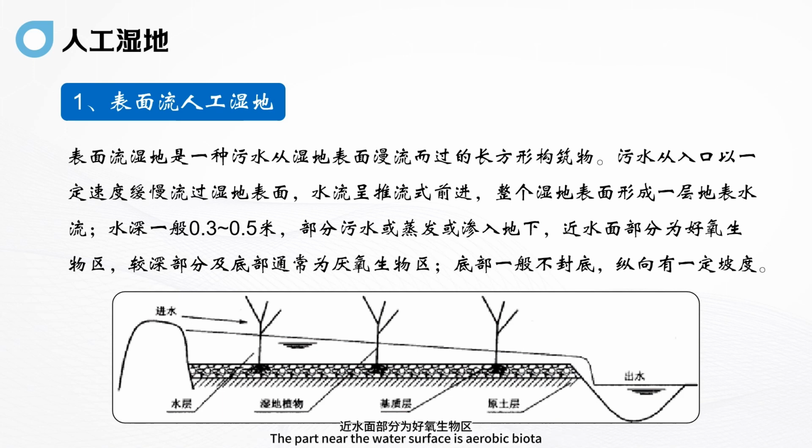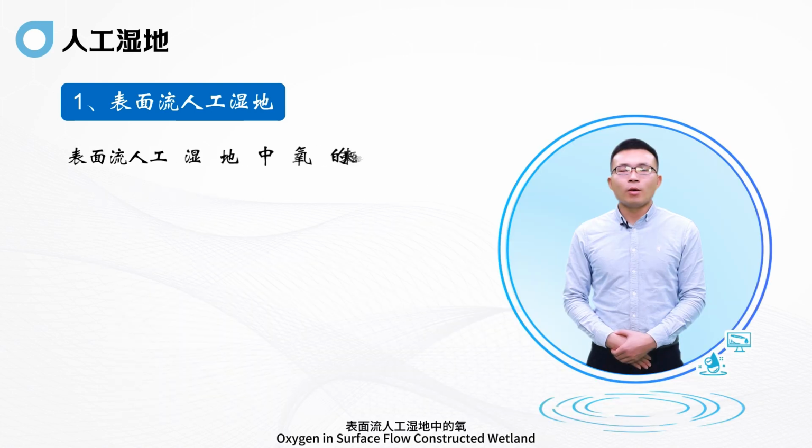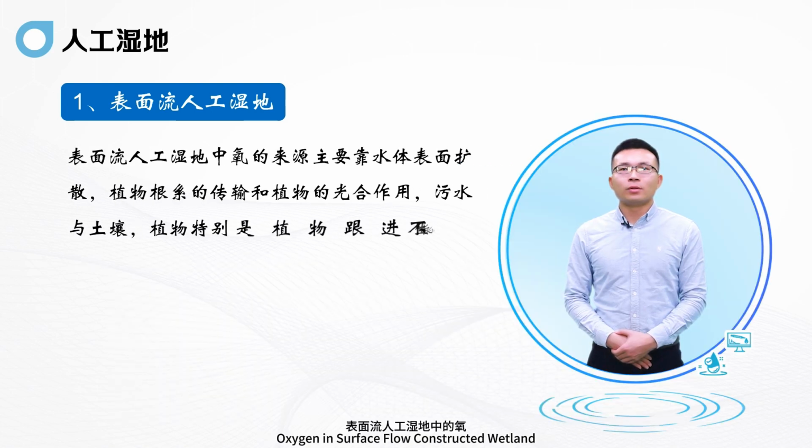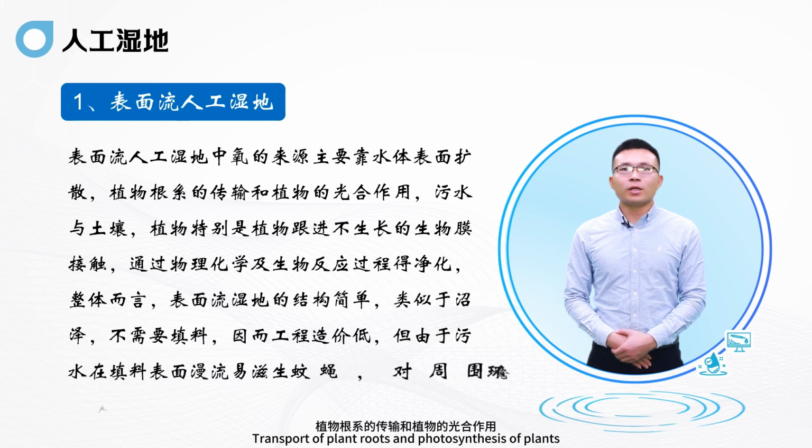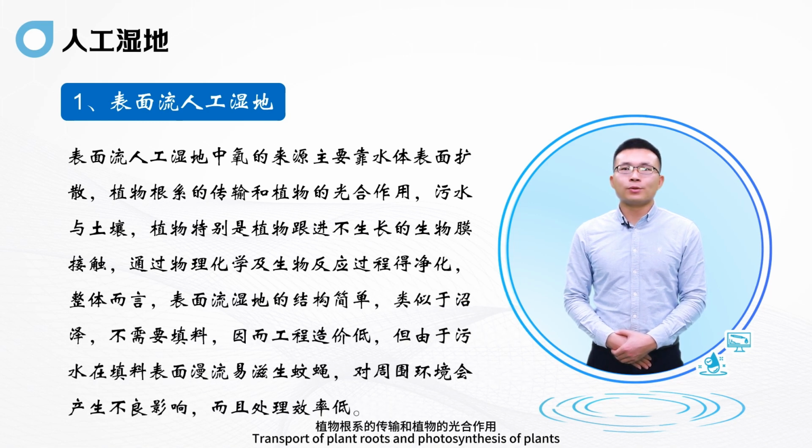The part near the water surface is aerobic biota. The deeper part and the bottom are usually anaerobic biota. The bottom is generally not covered. There is a certain slope in the longitudinal direction. Oxygen in surface flow constructed wetland mainly comes from water surface diffusion, transport by plant roots and photosynthesis of plants.